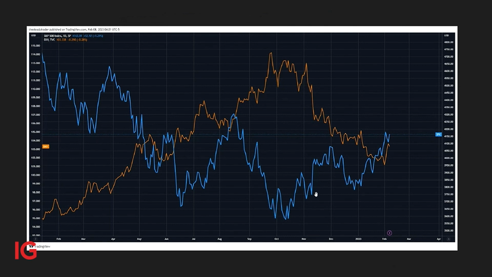And we're at a particularly interesting juncture right now for watching the dollar versus risk assets, given where interest rates are and where we are in the economic cycle. So that's one example of an inverse correlation in this example.